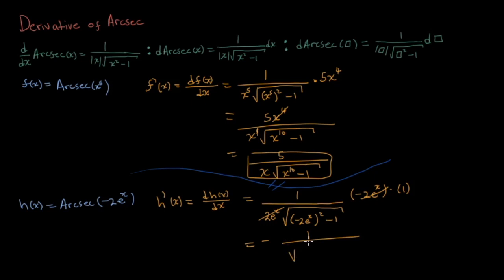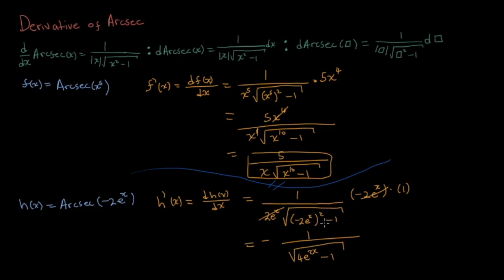the square root of, now this is all going to be squared. So here I'll write it this way. So e to the 2x, and then it's going to be negative 2 squared, so 4 times e to the 2x, minus 1. And that's how we would get our final answer.